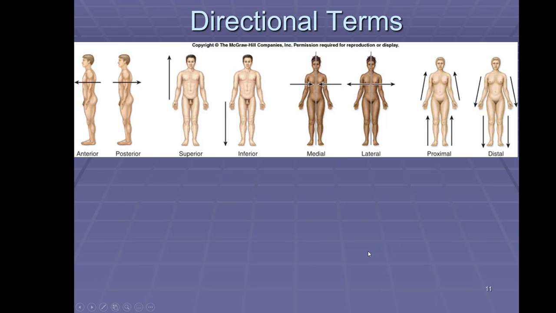So some more terminology before we leave this first unit. These are directional terms that refer to, if you're talking about two parts of the body, how they relate to each other. So anterior and posterior, I think most people can relate to. Anterior means towards the front, posterior towards the back. Superior means towards the top, inferior towards the bottom.